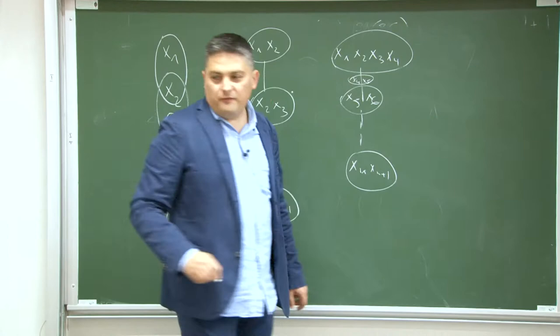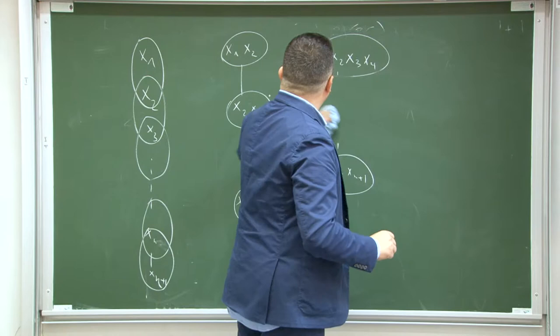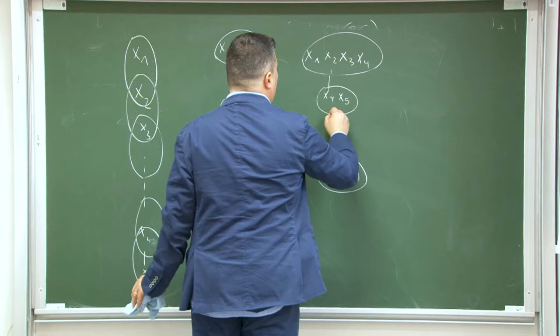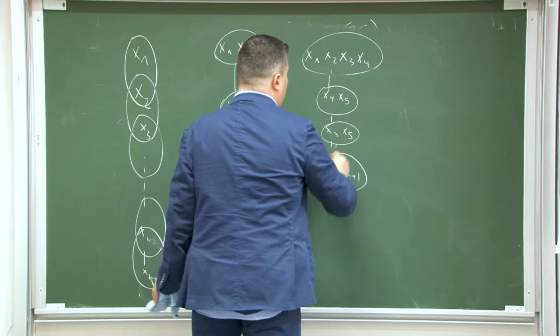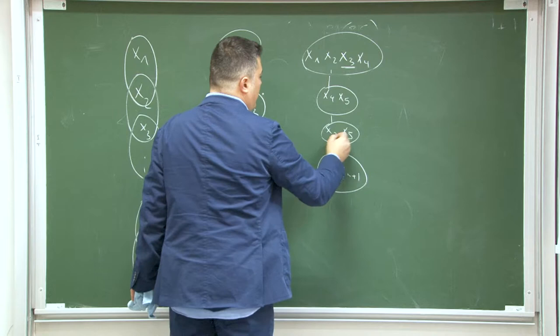But what if I put here, for instance, x4, x5, and now I want to put here something like x3, x5. Would that be valid? No, because x3 is here, x3 is there, but x3 is not in between, right? So that would not be okay, right?